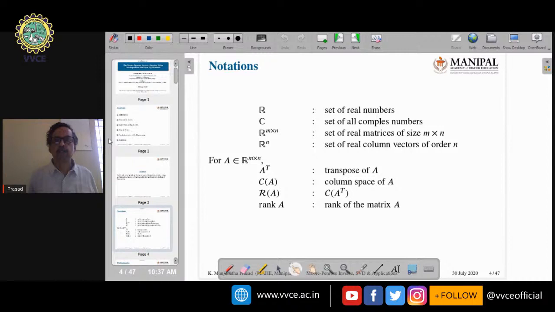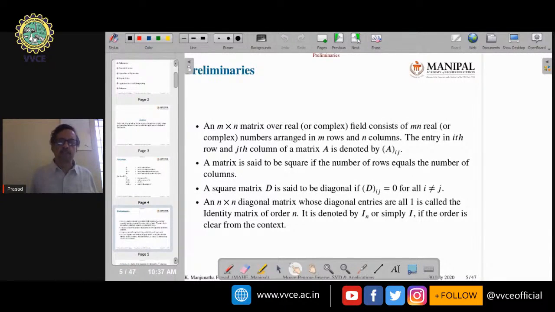Let me move on to the next page. Yes, let me start with the preliminaries. These are two simple things; most of the things I don't repeat. An m by n matrix consists of m times n real or complex numbers arranged in m rows and n columns. When I say a matrix is diagonal, then on the diagonal you may have non-zero entries and the rest of the entries are 0. And I_n denotes the identity matrix of size n by n.